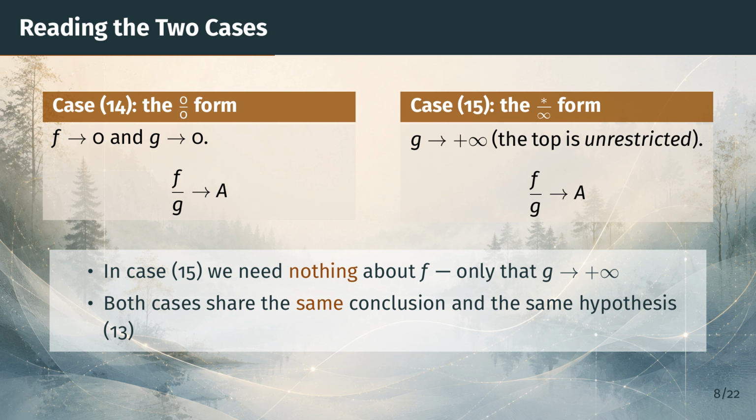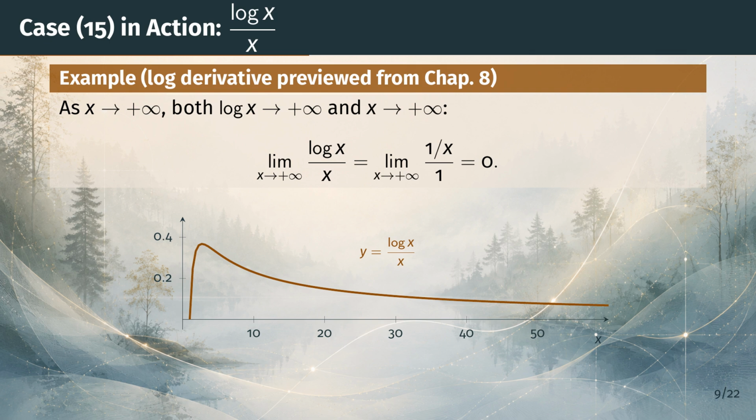Let's watch the infinity case at work. Take the logarithm of x divided by x, as x tends to plus infinity. Both the top and the bottom grow without bound. So this is the infinity form handled by condition 15. Differentiating, the top becomes 1 over x, and the bottom becomes 1. So the quotient of derivatives is 1 over x, which tends to 0. Hence, the original quotient tends to 0 as well.